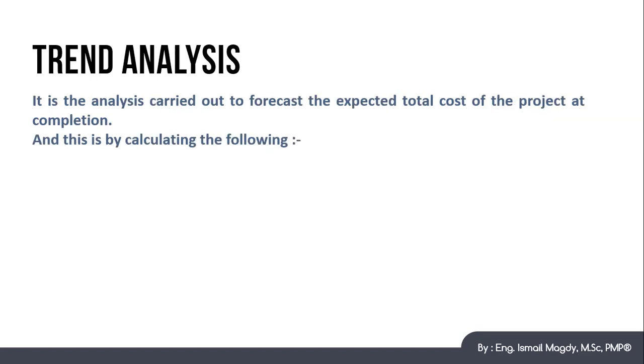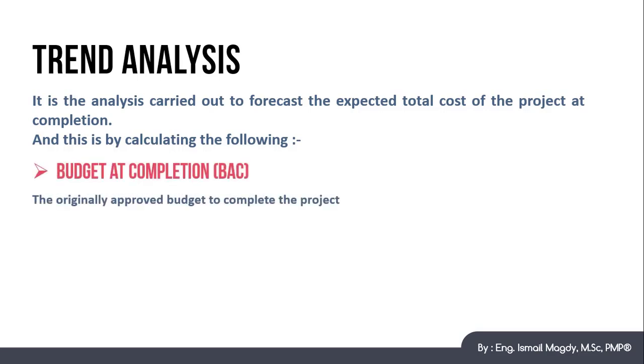Now we are going to learn a new concept, which is trend analysis. And trend analysis is forecasting the expected cost at the completion of the project at any point of the project. In order to do that, we need to learn the following terms. Budget at completion, which is the original budget of the project to complete all of the works.